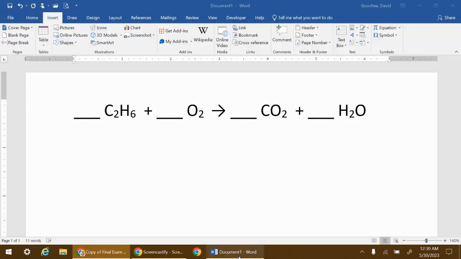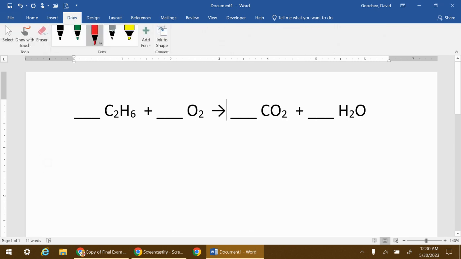So let's get to it over here. So I've pasted it in. Let's get down to balancing. We've got 2 carbons over here and 1 over here, so I'm going to put a 2 in front. All right, done. There's 6 hydrogens over here and 2 hydrogens over here, so I got to put a 3 in front.